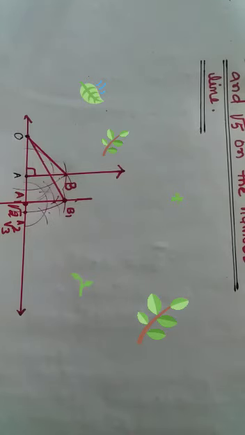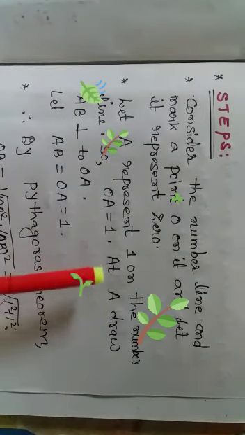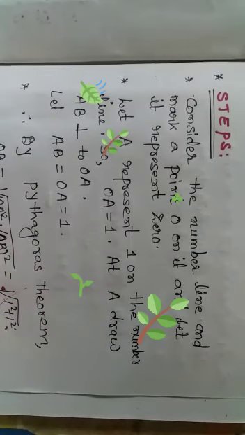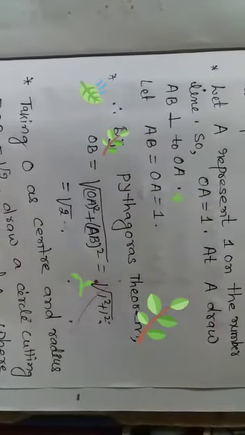Now let us see the steps of construction. Now let us see the steps how we have done. We have considered the number line and marked a point O on it and let it represent 0. After that, let A represent 1 on the number line, so OA is equal to 1. At A, draw AB perpendicular to OA. Let AB be equal to OA, equal to 1.